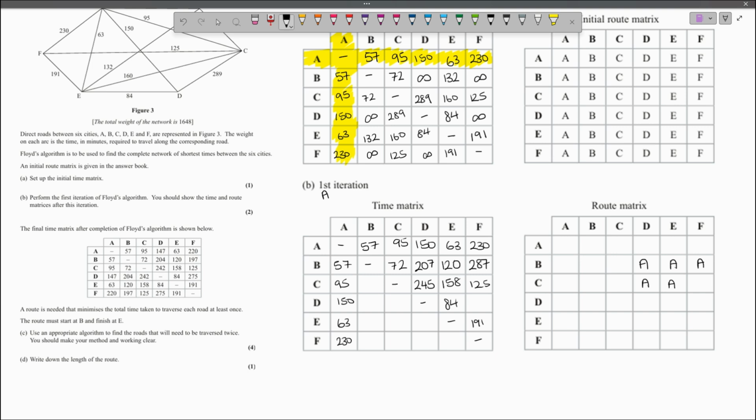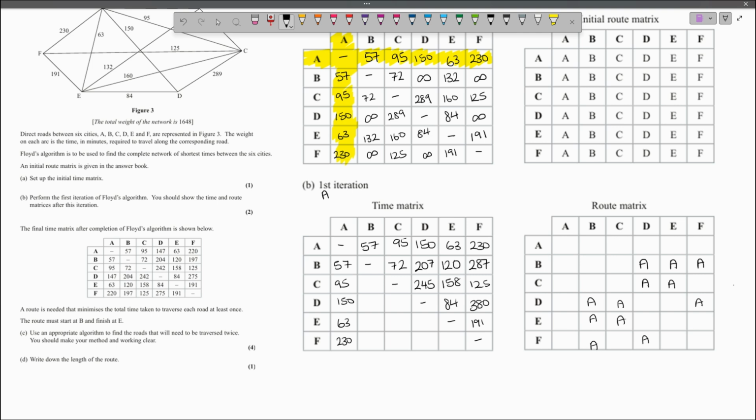The last value we've got to update is this infinity, going from D to F. And we can update that with a distance of 380. And that's going to become an A, sorry, not E to F, D to F. That's going to become an A. And because we've updated these values in the route matrix, we can actually reflect this change as well. The change is going to be reflected down here, and then here, here, and here.